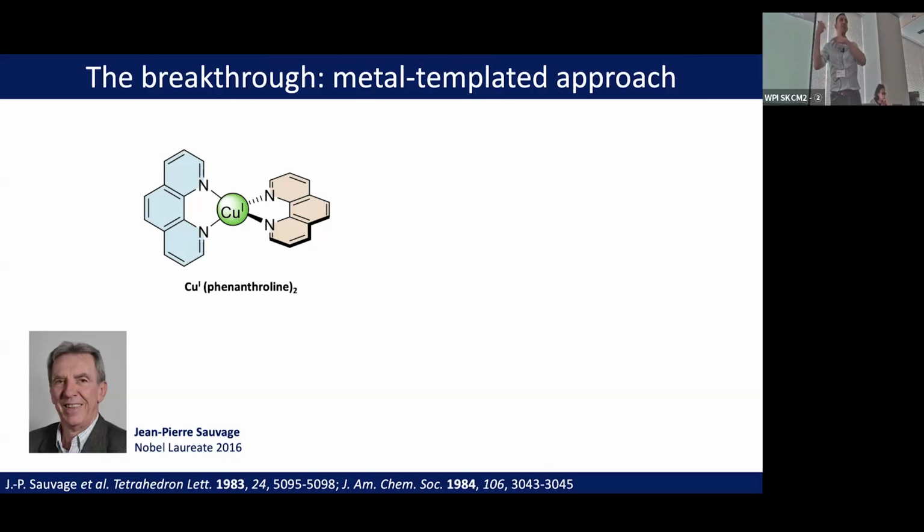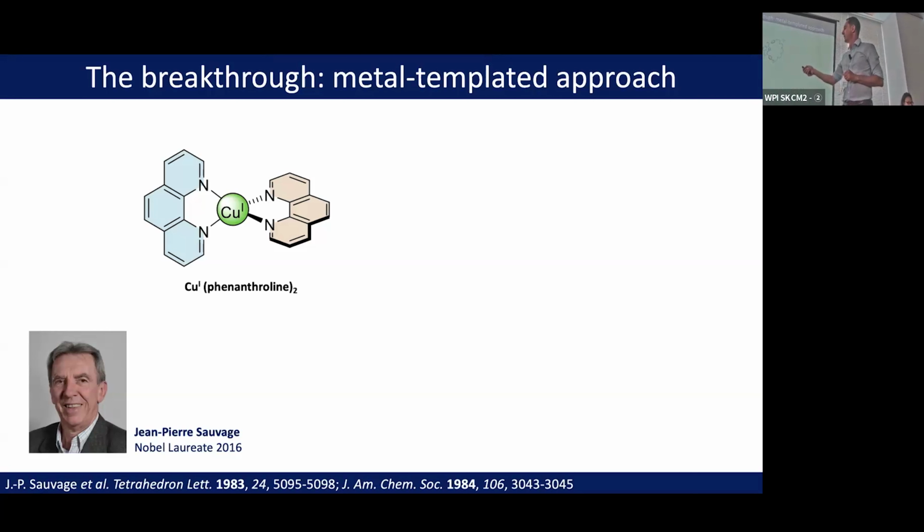And if your chemistry days are long gone, the only thing you know is that you have two units of phenanthroline, and because of copper, they get organized at a 90-degree angle relative to one another. You don't need to understand much more than this. And this is the idea he used to make the first catenane efficiently.